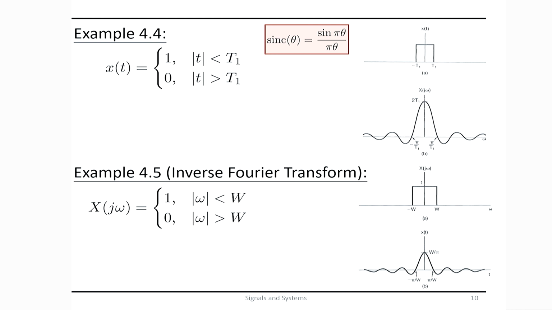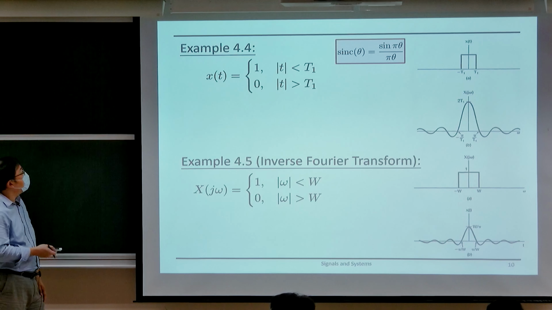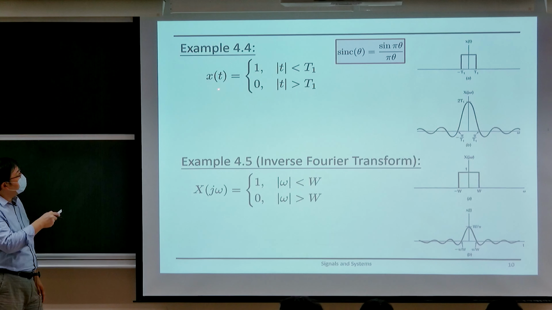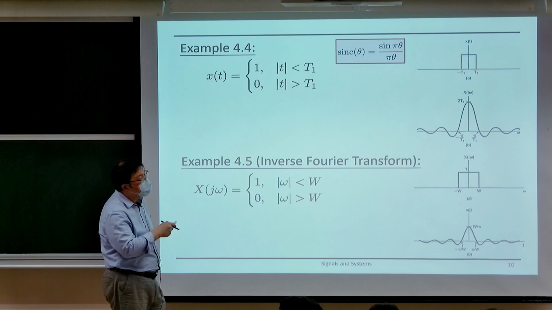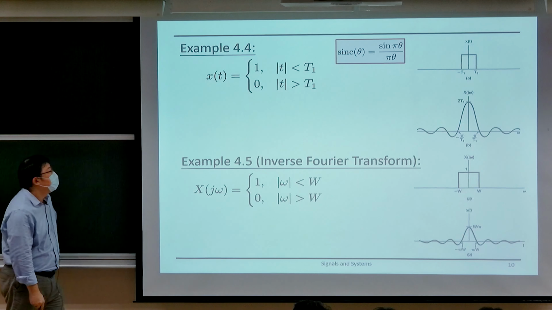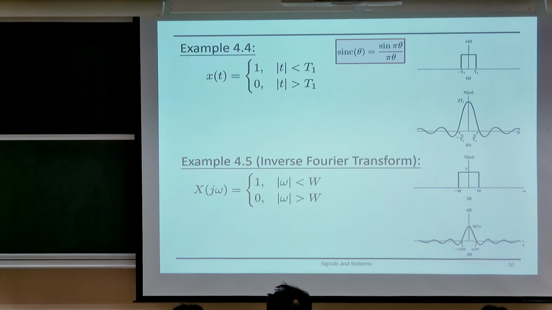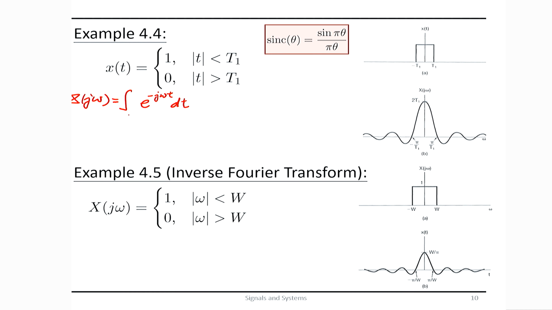This is the example of a square wave signal. In example 4.4, we have a square wave in the time domain. So x of t looks something like this. It is equal to 1 between minus t1 and t1, and 0 everywhere else. Now, what is the spectrum of this? What is the Fourier transform of this? We can again apply the Fourier transform formula. This will give us the integral of e to the minus j omega t dt integrated from minus t1 to t1. So I'm integrating x of t times e to the minus j omega t, but x of t is just 1 in this range.